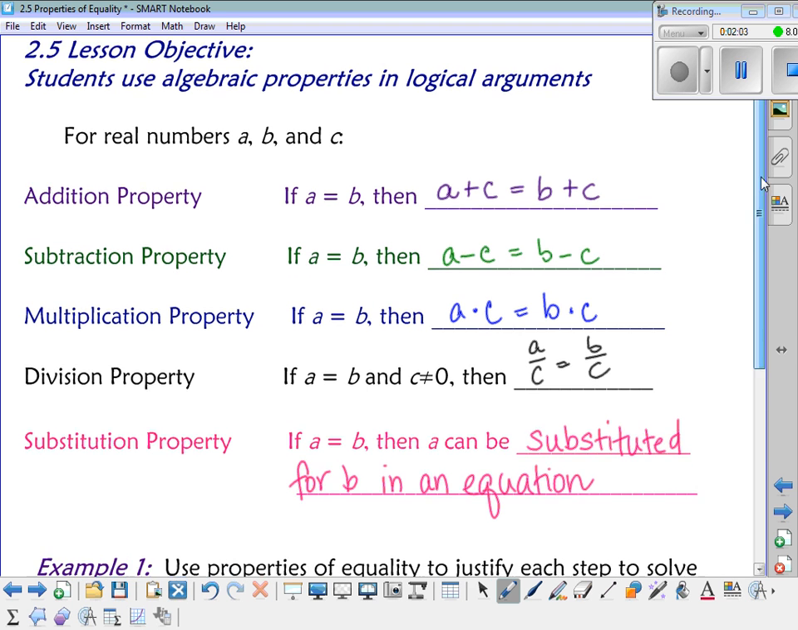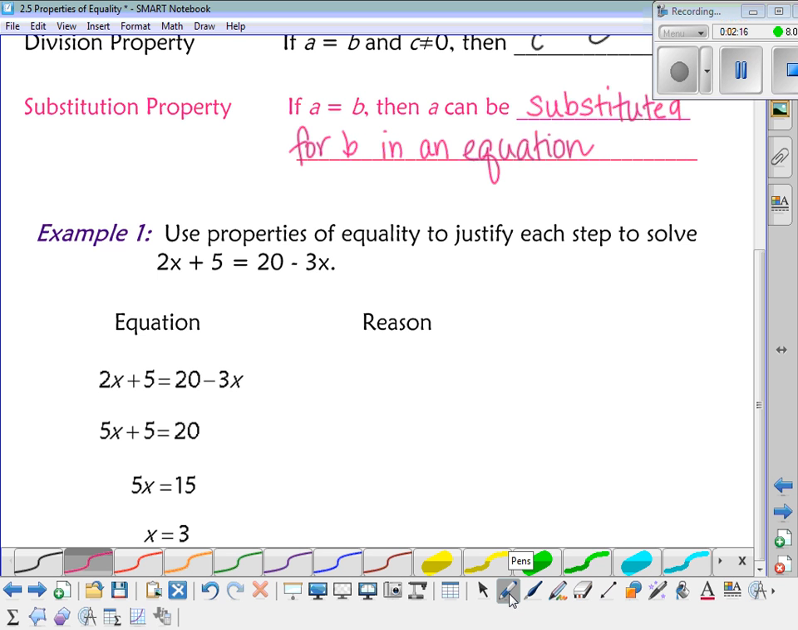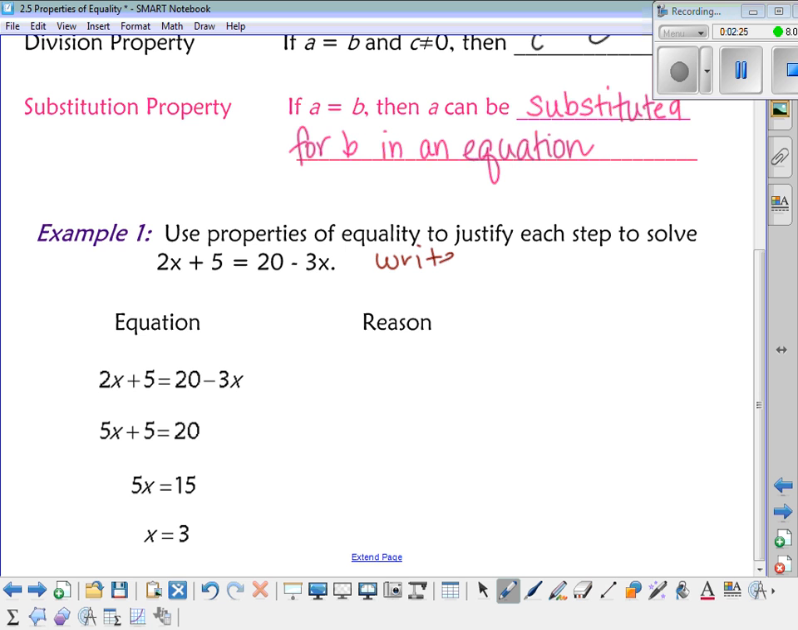All right, so we have an example here. We're going to use the properties of equality to justify each step to solve the equation 2x plus 5 is equal to 20 minus 3x. The main thing that messes people up on these is they need to remember to write the reason after the operation. So you're going to write the reason after you perform the operation. Don't tell me what you're going to do, tell me what you did.